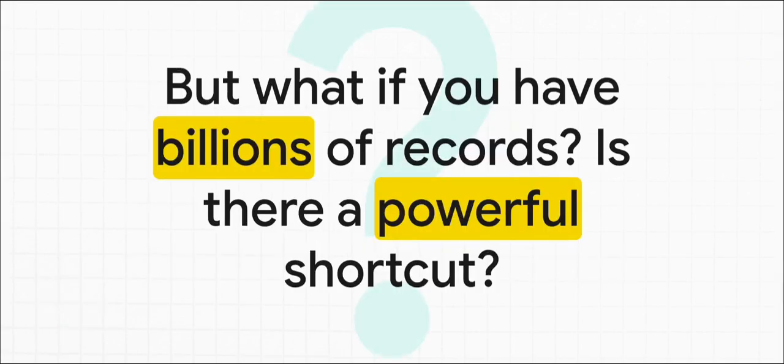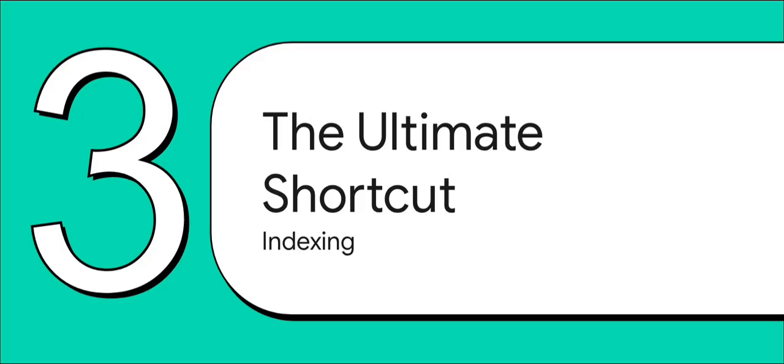So we've got a few pretty good strategies. But what happens at a massive scale? You know, when you're dealing with billions of records, even these methods can start to show their limits. So is there an even more powerful shortcut? One that kind of combines the best of all worlds? Well, the answer is a big yes. And that ultimate shortcut is called indexing. This is the technique that truly unlocks the incredible speed of modern databases. It is the secret sauce behind that magical split-second search we were talking about.